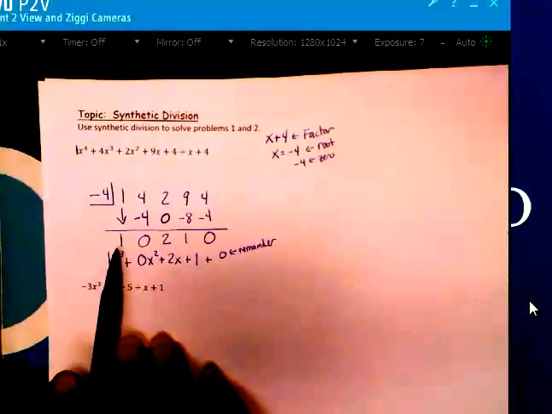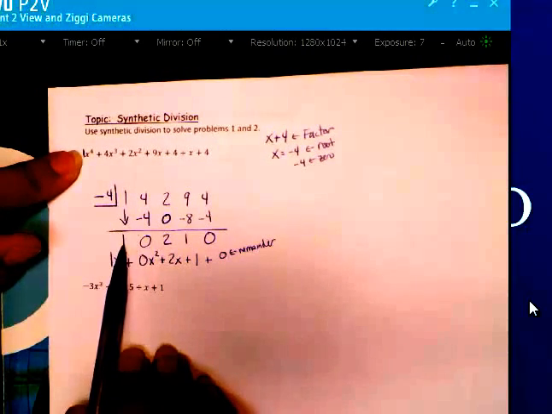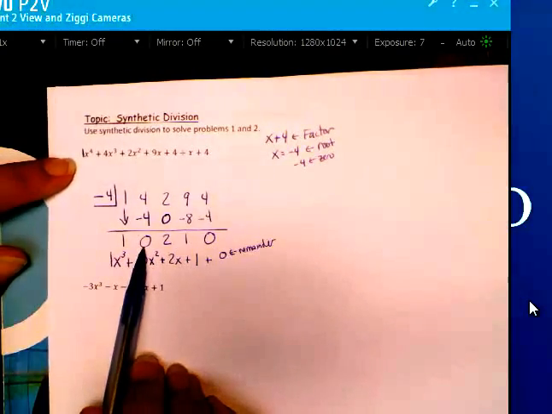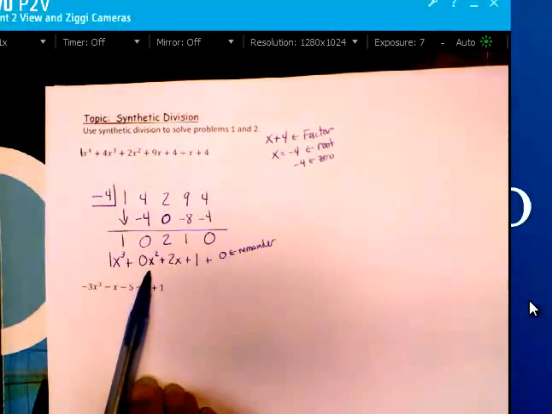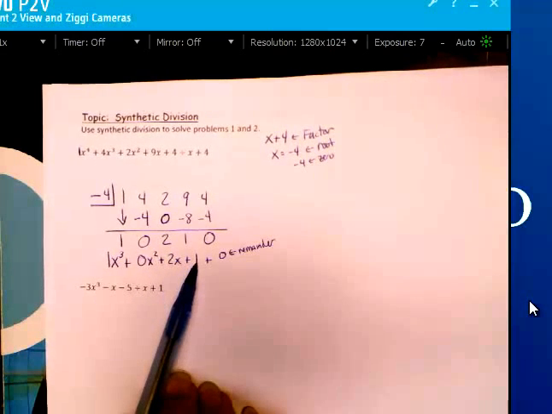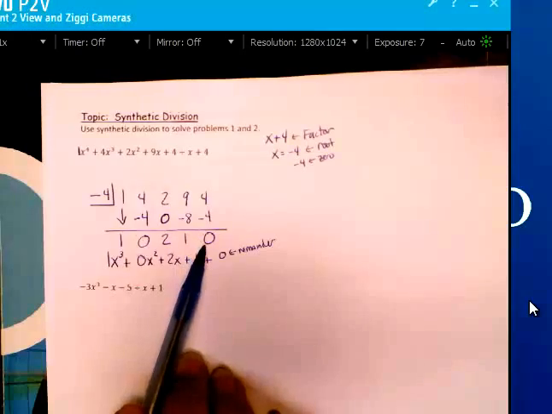Okay, so I'll say that one more time. Here we started with x to the fourth. Our solution is that we reduce it by 1 power, so this becomes x cubed. This next number is the coefficient for x squared. This is the coefficient for x. And then this last one is our constant. And then this very last number becomes our remainder.